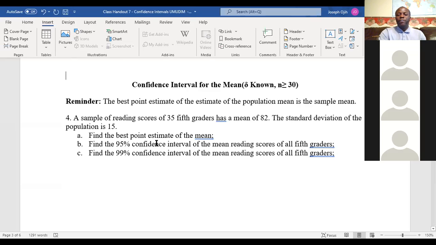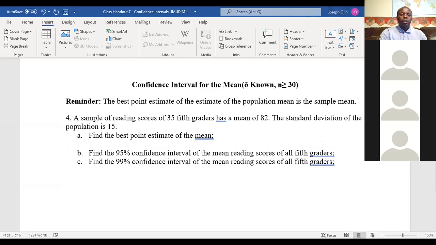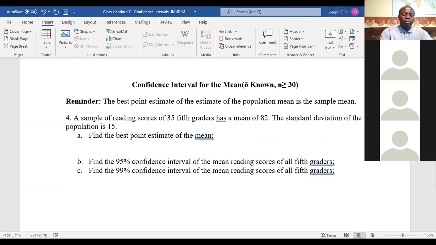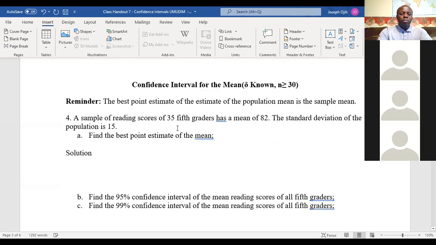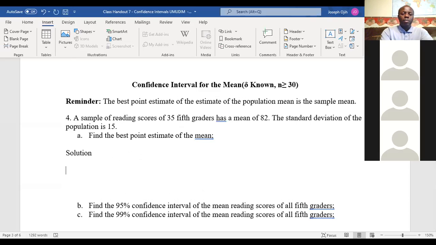Now, let's start with the first one. It says find the best point estimate of the mean. Solution: this statement says the best point estimate of the population mean is the sample mean. But this question says a sample of reading scores of 35 fifth graders has a mean of 82. So this is the mean of the sample, so the best point estimate here becomes the sample mean. The answer becomes 82.